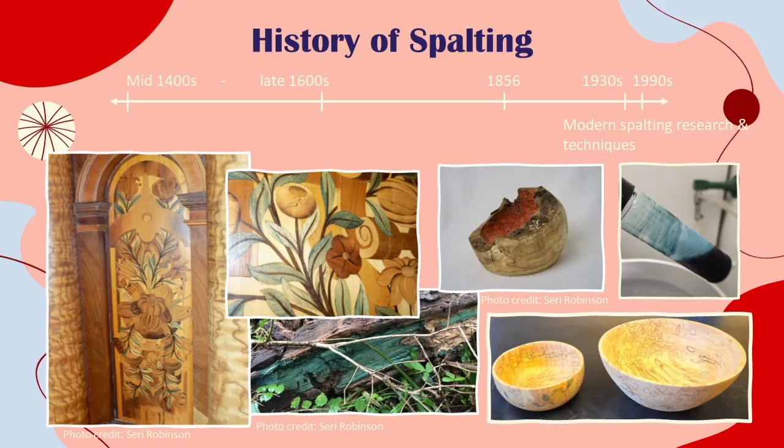It wouldn't be until the 1930s when American artisans would adopt spalted wood, which was often discarded by the lumber industry due to its inferior structural properties, and turn it into works of art meant to be coveted and appreciated the way that they were 500 years prior.